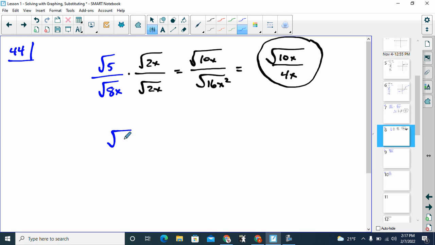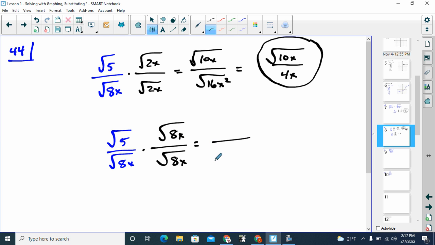I mentioned before it would work if you multiply by 8 instead of 2. So I'm going to show you the work for that. This would be square root of 8x. This would be square root of 8x, giving us square root of 64x squared, which does come out even. That's 8x. In the numerator, I've got square root of 40x.